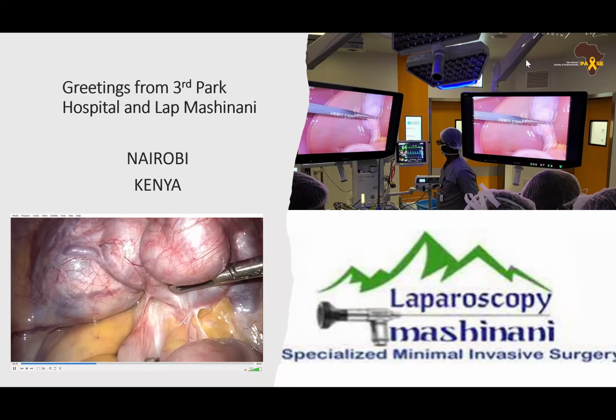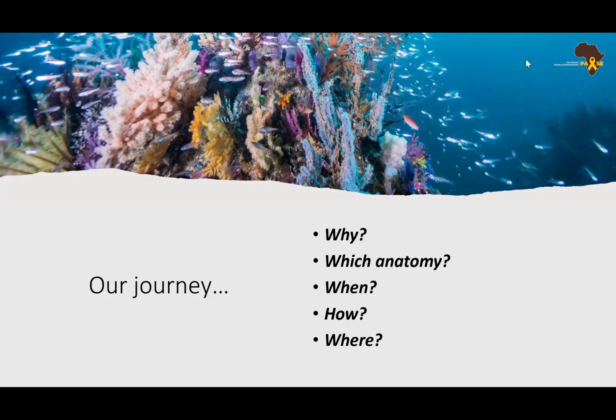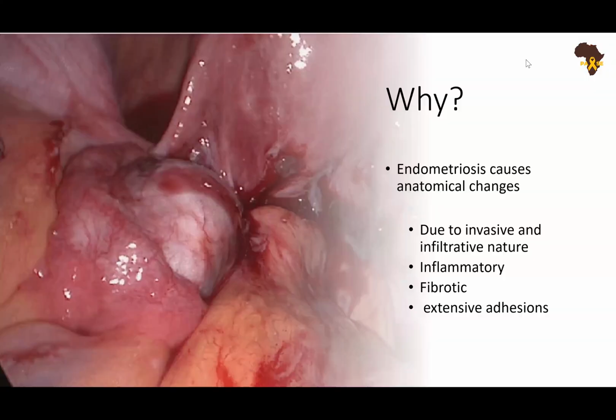I have no disclosures. Our journey today is going to be discussing why we need to know the anatomy for endometriosis, which anatomy is important, when do we need it, how do we learn it, and where do we apply it. In regards to why, there are a number of questions to answer. Number one, because endometriosis causes anatomical changes due to its invasive, infiltrative, inflammatory, and fibrotic nature, causing extensive adhesions all over the pelvis.